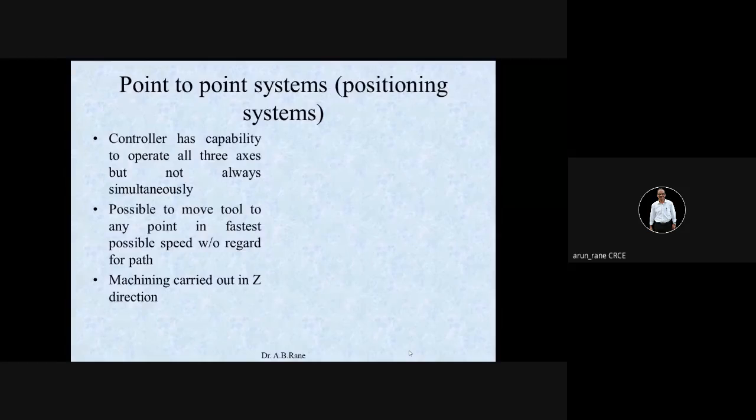Suppose you are traveling from Dadar to Bandra. Either you can go by train, or you can go by road. You can go from the west side, you can go from the east side. So there are different paths. But finally, what is required is that you start at Dadar and reach Bandra. So this is nothing but the point to point system.